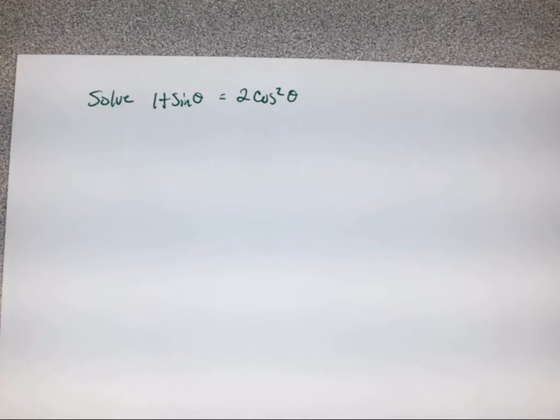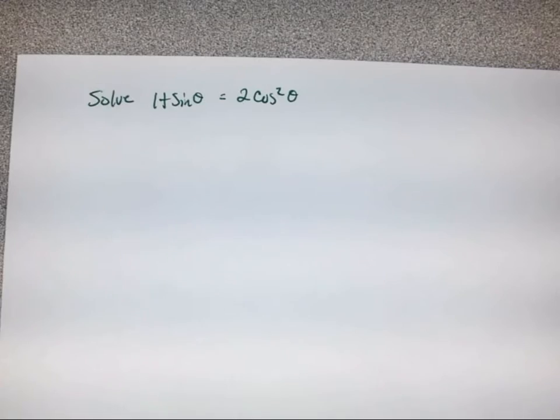So we're going to solve some more trig equations. We're going to start with 1 plus sine theta equals 2 cosine squared theta. Well, if we want to solve this, we have to have all of one trig function, not multiples of them. So we're going to use our trig identities to do this one.